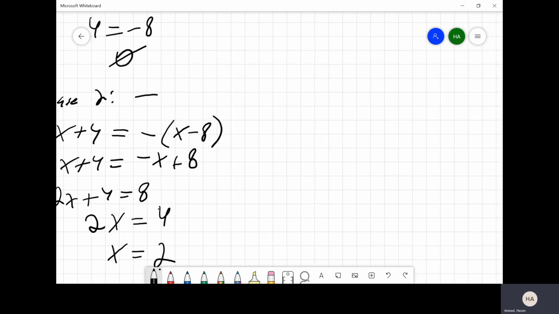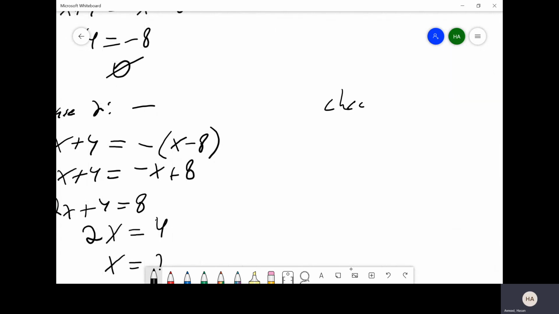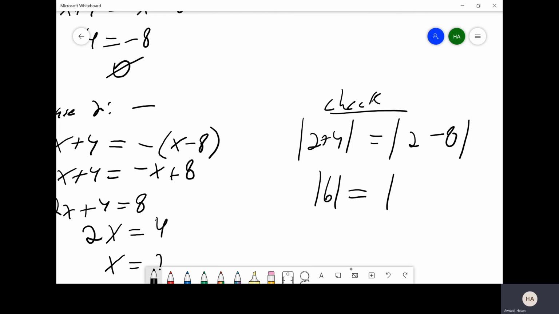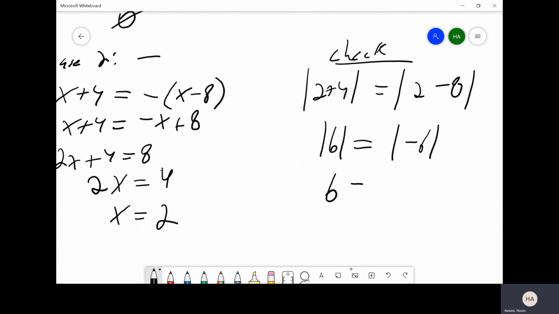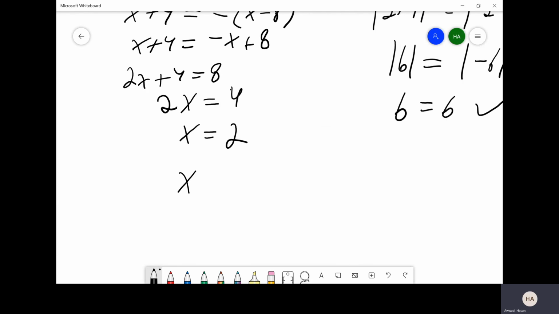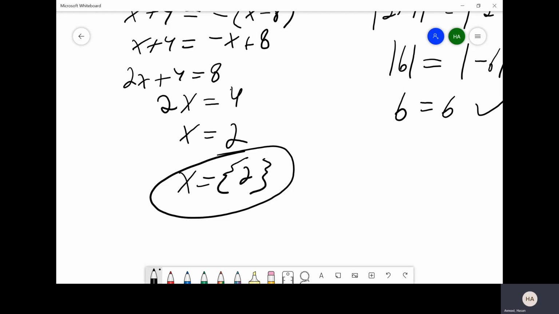And in fact, let's go ahead and check it just to make sure. So we're going to check. And checking this, we know we have the absolute value of 2 plus 4, right? Because again, our x is 2. We're plugging in 2 wherever there's an x, is equal to the absolute value of 2 minus 8. So 2 plus 4 gives us positive 6 inside the absolute value. 2 minus 8 gives us a negative 6. And as you guys can already see, we're going to get 6 on both sides. So in fact, this works. 2 is our solution, and 2 is our only solution. So it's the only element in our solution set.